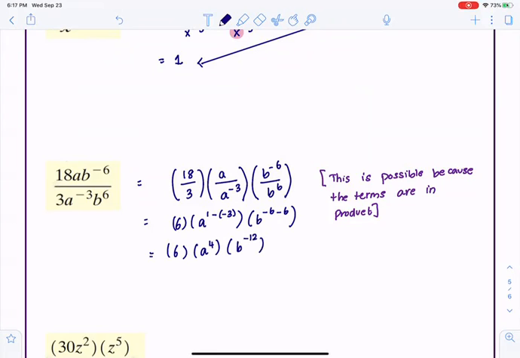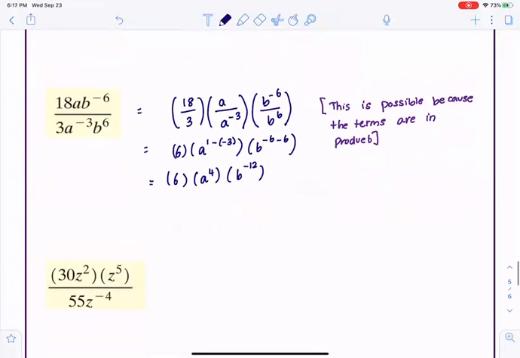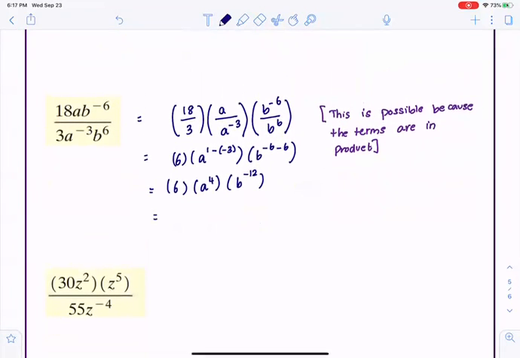multiplied by a raised 4 multiplied by b raised negative 12. And since we want the answers only in positive exponents, we write it as 6 a raised 4 b raised negative 12 over 1. And if that term comes to the denominator, just the b raised negative 12 part, we would have 6a raised 4 divided by b raised 12.